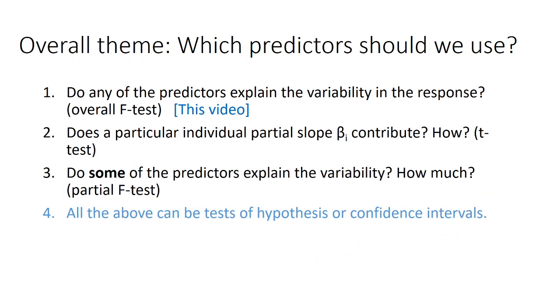So again, this video will ask, do any of the predictors explain the variability? The second question will be, does a particular partial slope, or a particular beta i, contribute, and how does it do it? And then the partial F test will give us the question, maybe some of the predictors explain the variability, by how much. That'll be the partial F test. In some sense, that's the main part of this section. Now all of these we can use for tests of hypotheses or confidence intervals.